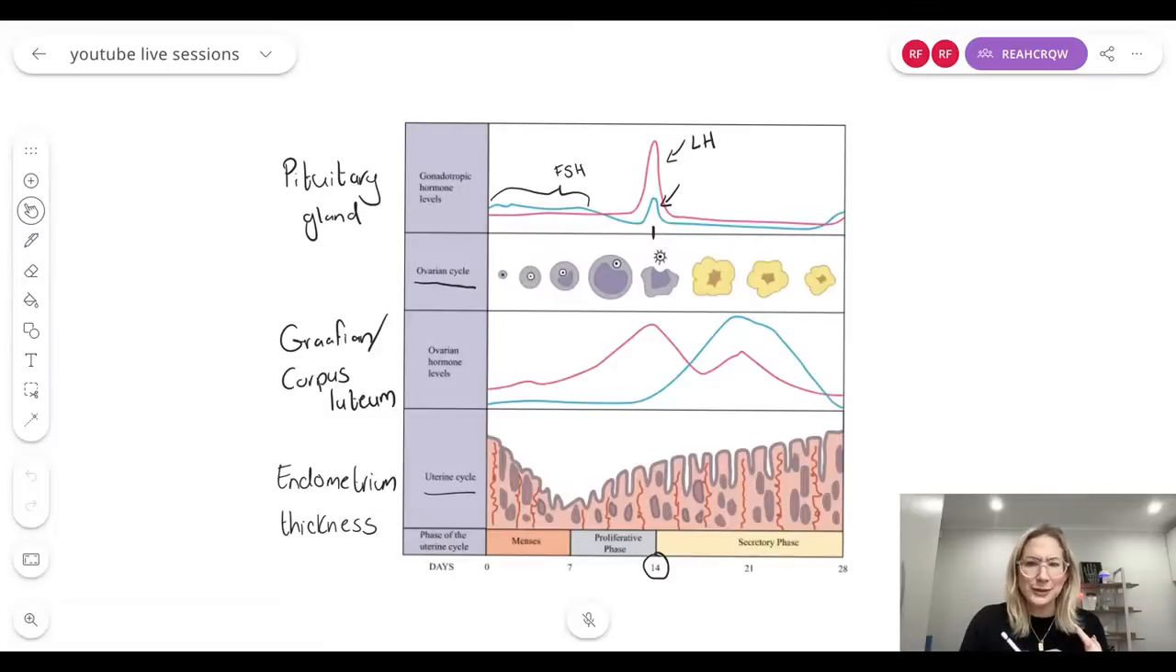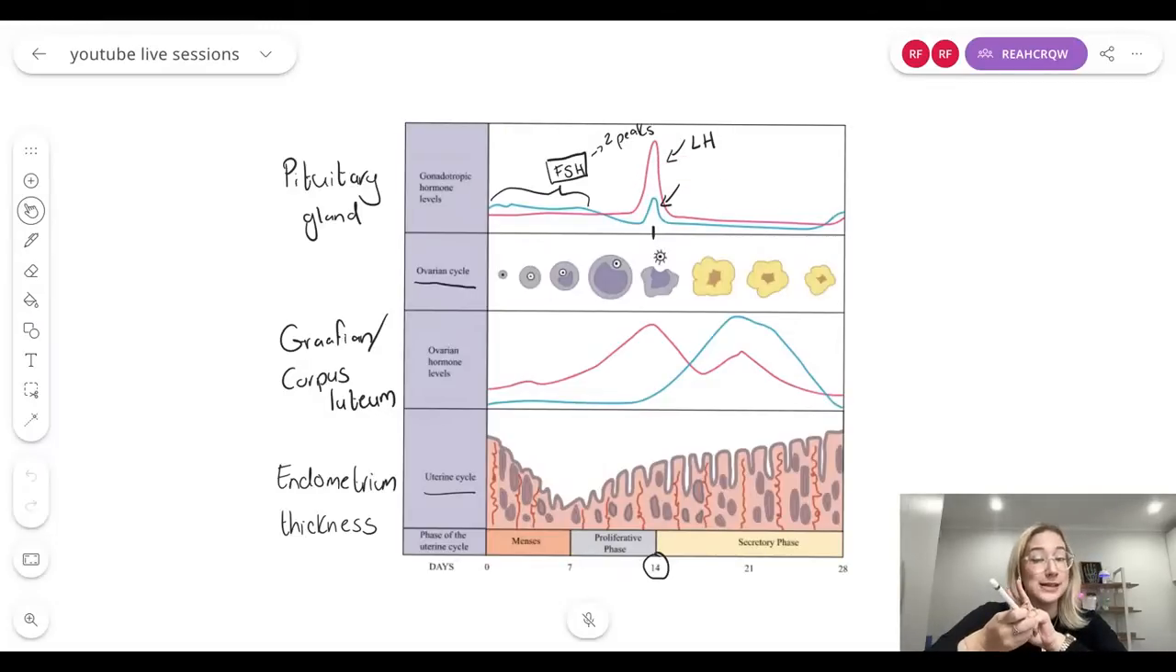So what am I looking for to know that that's FSH and not another hormone? Because you'll see there's two other hormones we haven't done yet, and how do I tell the difference? Well, FSH has two things. One, it has two peaks. So it peaks twice.